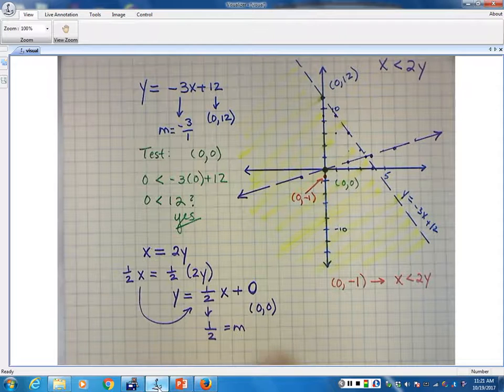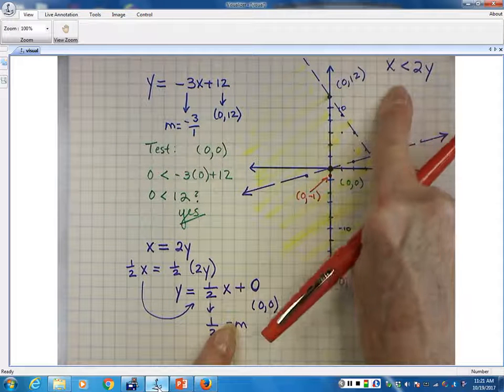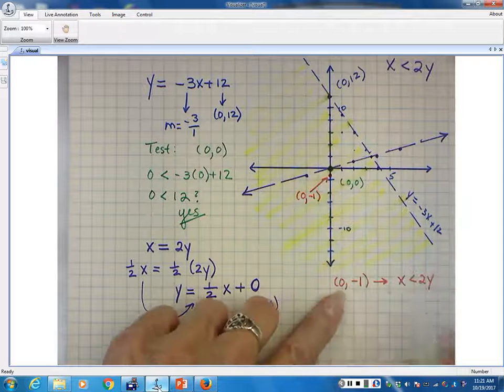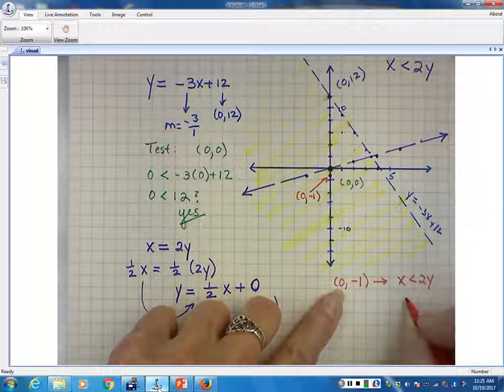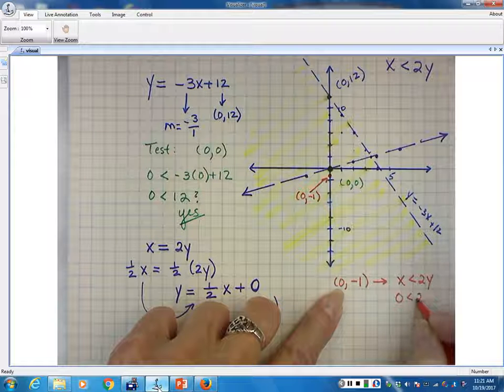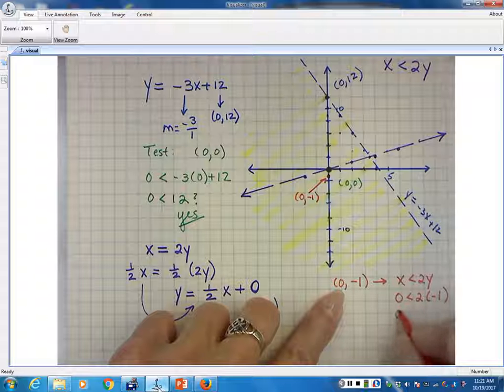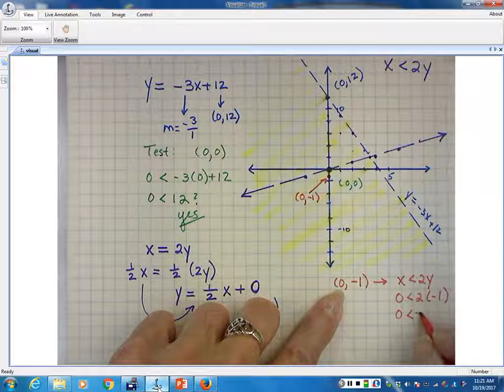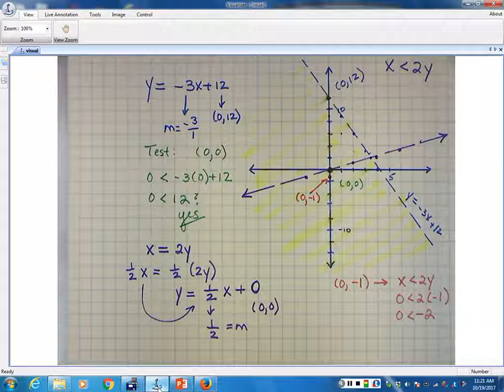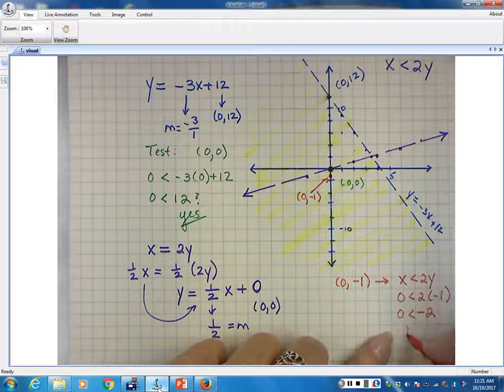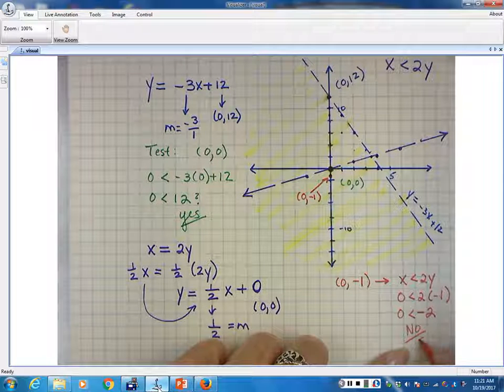Don't ever go back to anything you did over here. Go back to the original. So x is 0 and y is -1. 0 less than 2 times -1 is -2. Is 0 less than -2? No. So that's no shading.